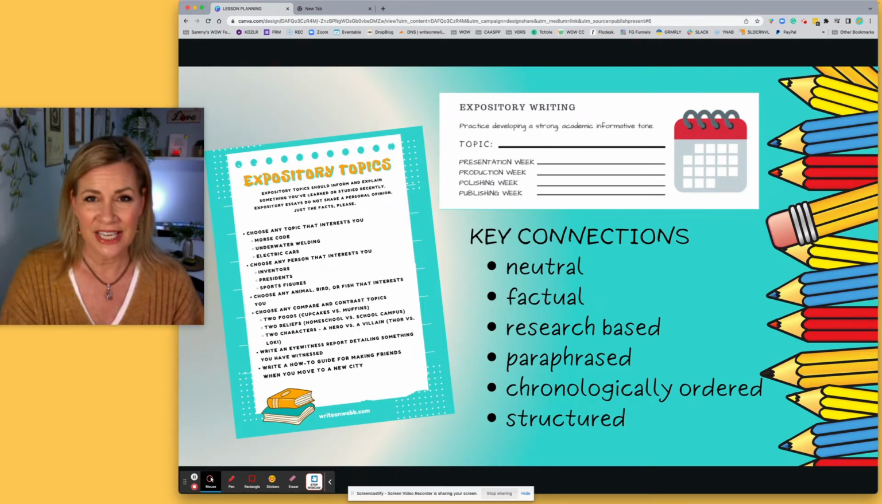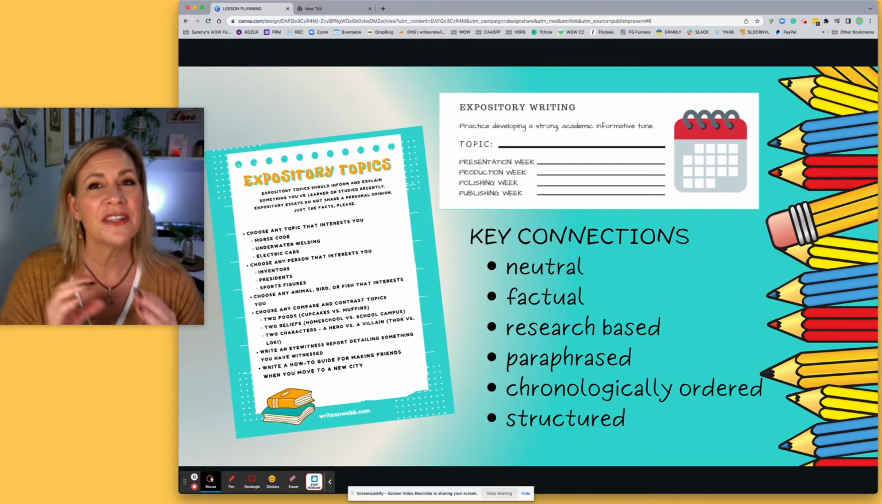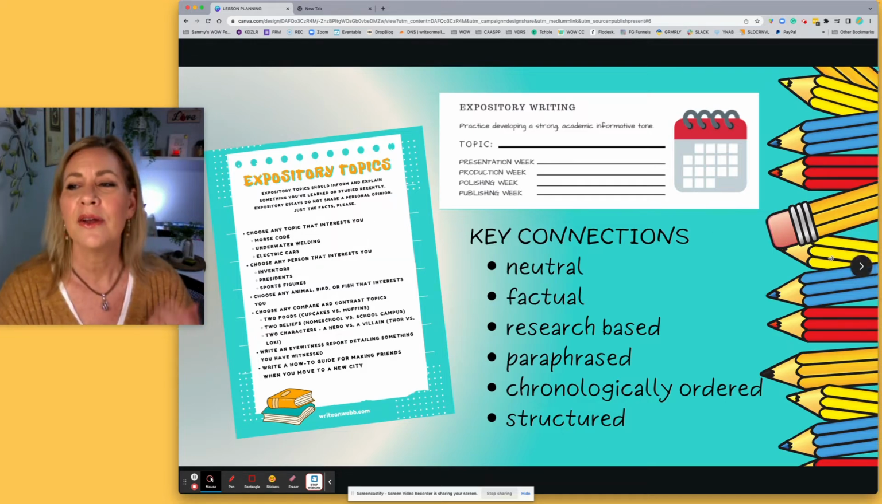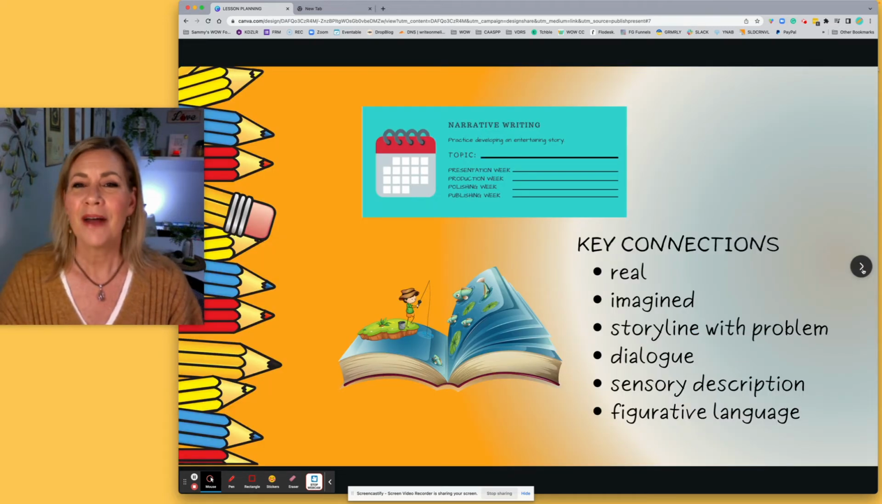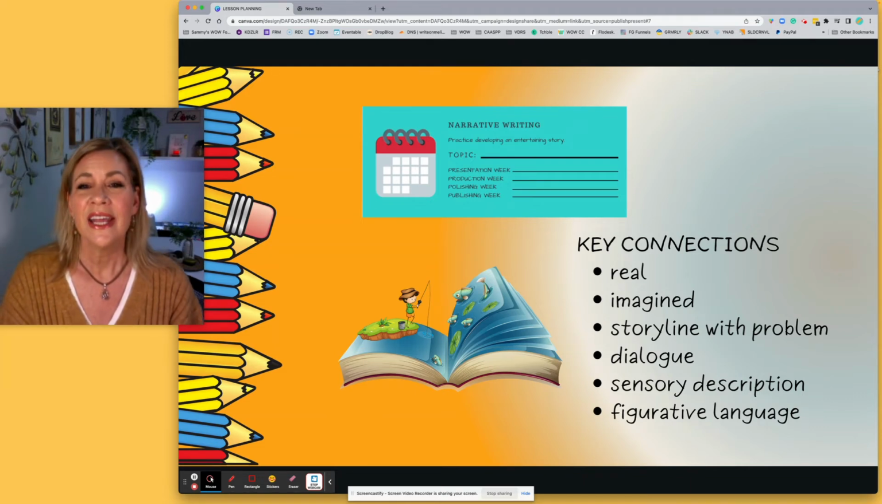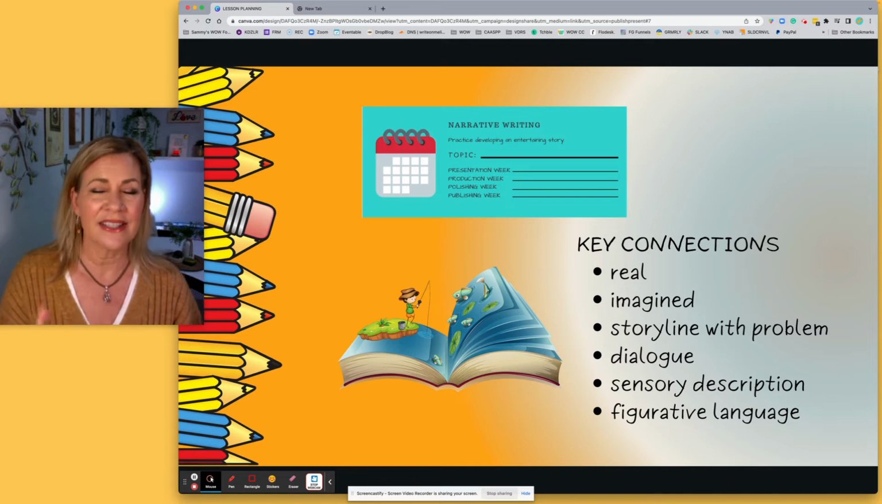Production week, you're going to take the outline and turn it into the rough draft. Polishing week, the rough draft gets polished and shined with revision and editing. Same thing. Be sure to let your child proudly share their work. Okay. Finally is narrative writing. Oh, it's one of the things students love to do the most. Same idea. You're going to practice it at least once a semester.